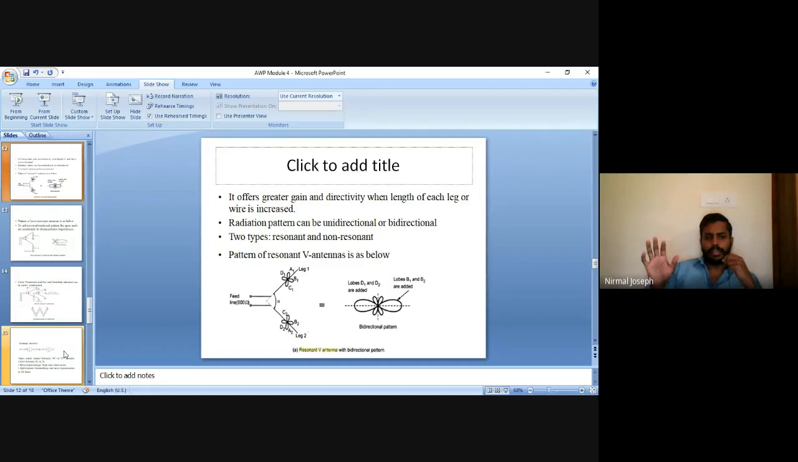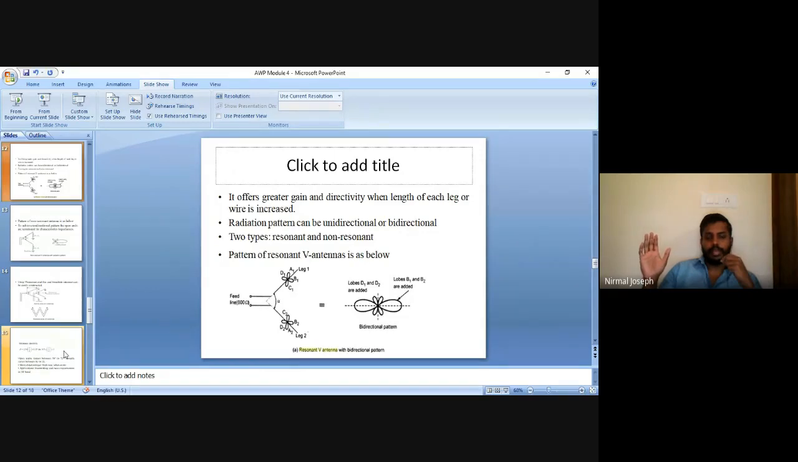What does that mean? This particular V antenna, we can arrange it in resonant form and non-resonant form. If we are arranging it in resonant form, we will get a bidirectional pattern. And if we are arranging it in non-resonant mode, we are going to get a unidirectional pattern. So the pattern of a resonant V antenna is shown here. See, resonant means we are not going to terminate it in a particular resistance. There won't be any resistance. We just arrange it as a V.